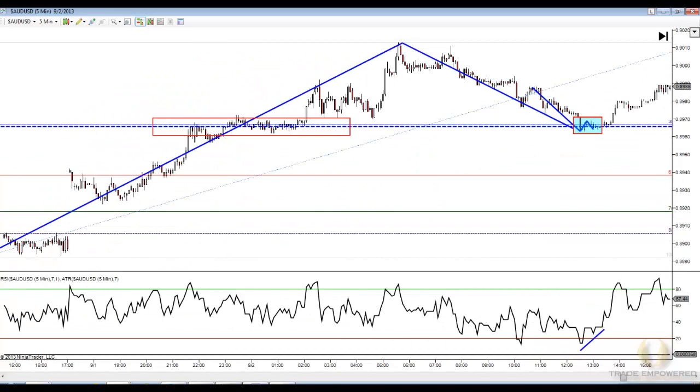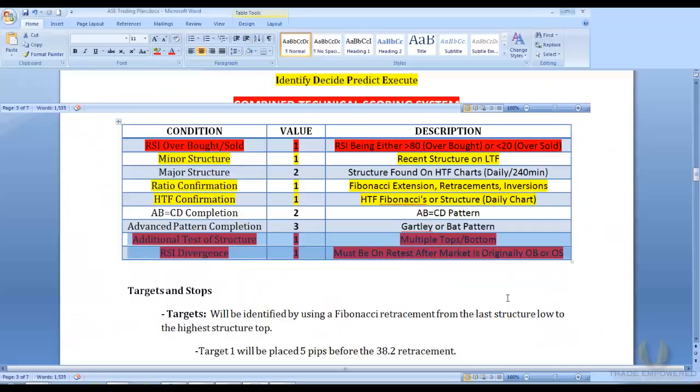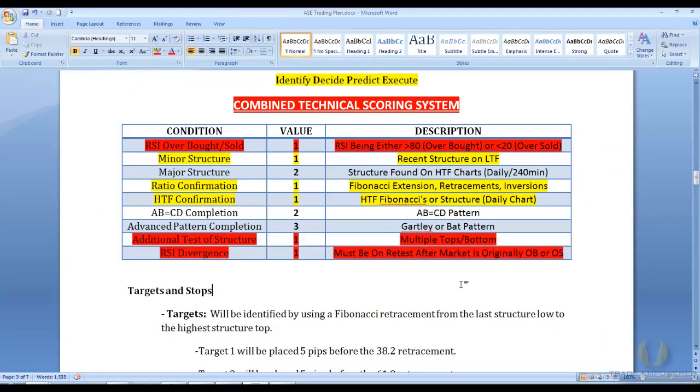I'll bring the checklist right back up again, but you'll have a PDF document of this. But it's basically using the same tools and the same pattern of evaluating the price chart the same way each and every time. RSI overbought, minor structure, major structure, and before you know it, you'll actually become very robotic, and you won't even have to go back to this checklist.